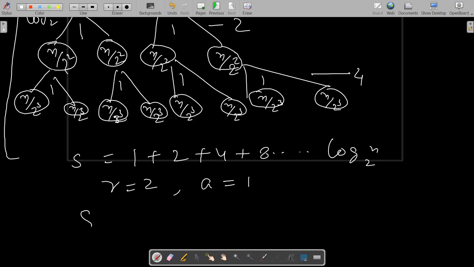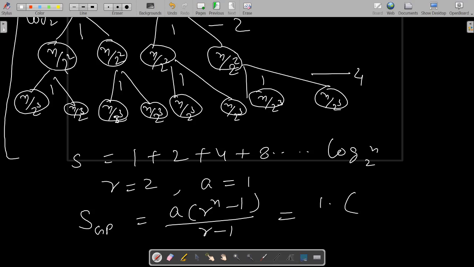So the sum of this GP is equal to a(r^n - 1) divided by (r - 1). It is equal to 1, where n is the number of terms, that is log n base 2, minus 1, divided by r minus 1, where r is 2. The value of r is 2.